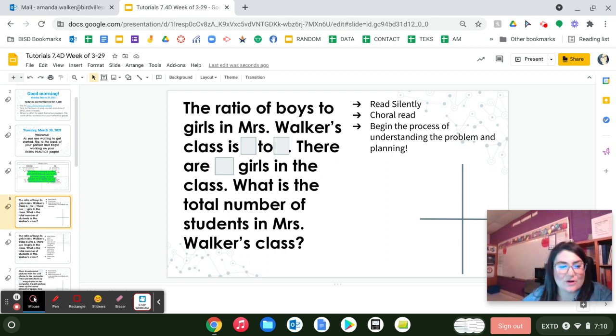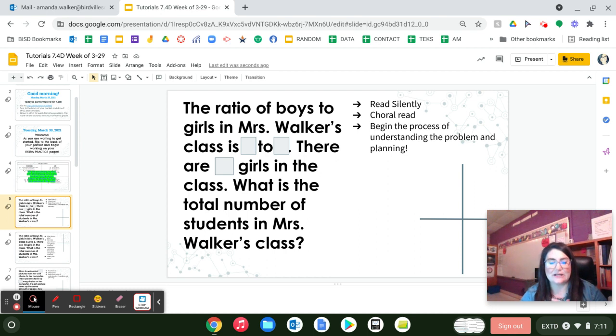So remember, when we are understanding a problem, we are looking for important information. We are looking for what the question is asking. We're really just breaking down all the different parts of that problem. When you're planning the problem, you should begin to either plan your steps. You could think about what different processes you could use.